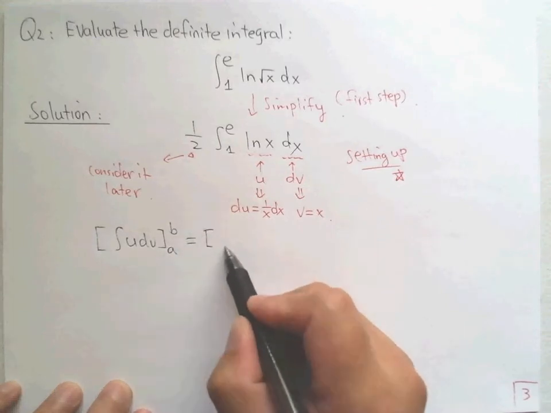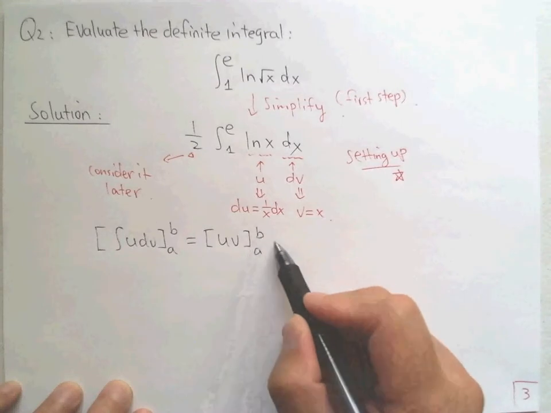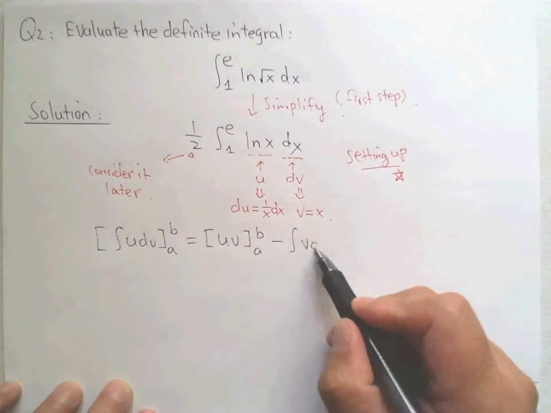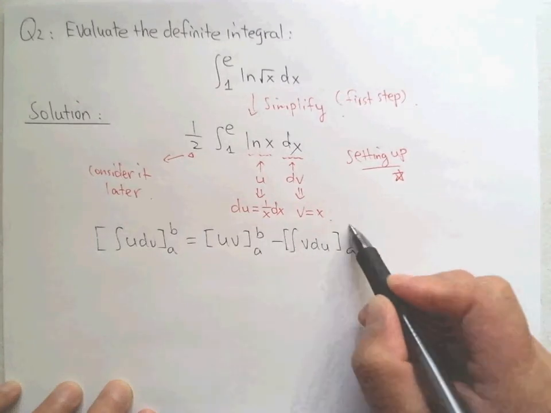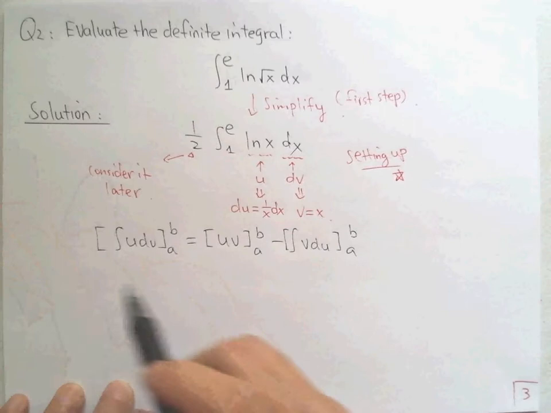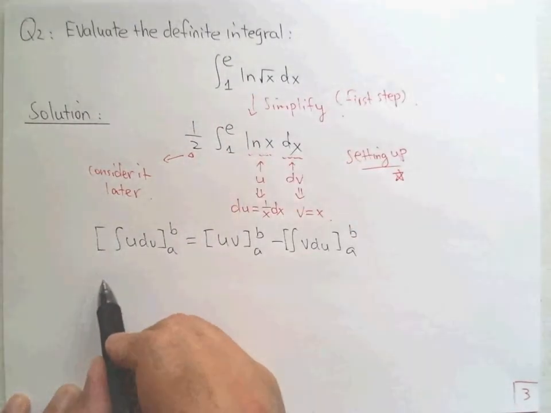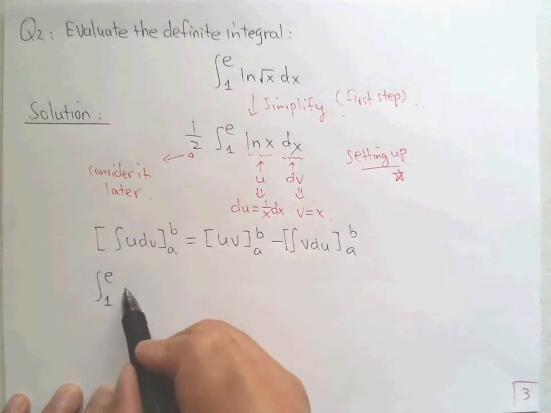From a to b, u dv equals uv from a to b minus, switching the order, v du, and here's from a to b. That's the formula, and then I plug everything in. So of course this should be this. And we're going a to b is 1 to e.